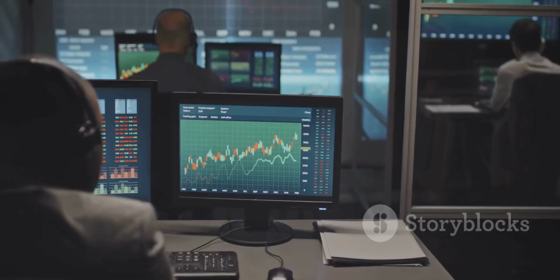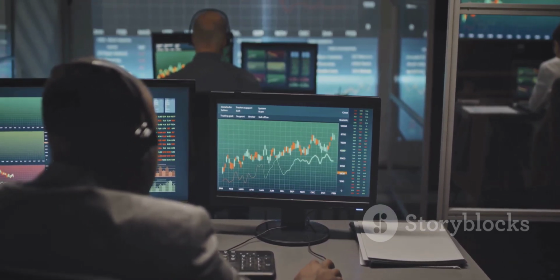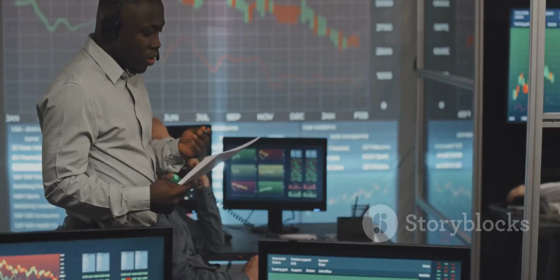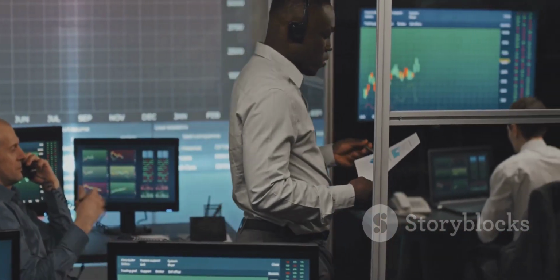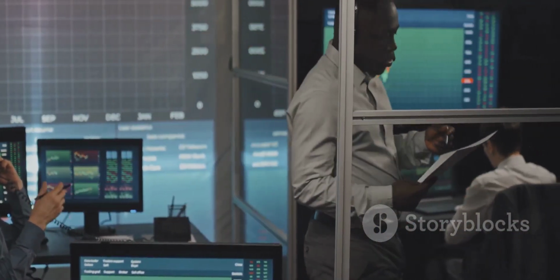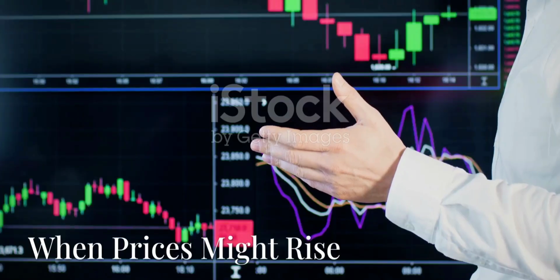By combining these patterns with other trading tools, traders can build a strong system for analyzing the market. This knowledge helps them decide when to enter a trade, when to exit, and how to manage their risk effectively. It is a fundamental skill for anyone serious about trading.